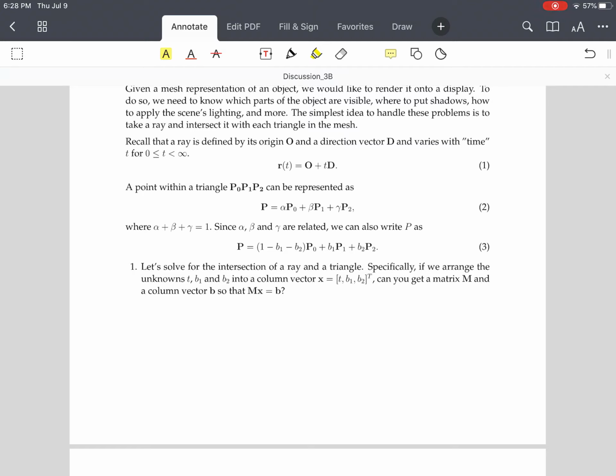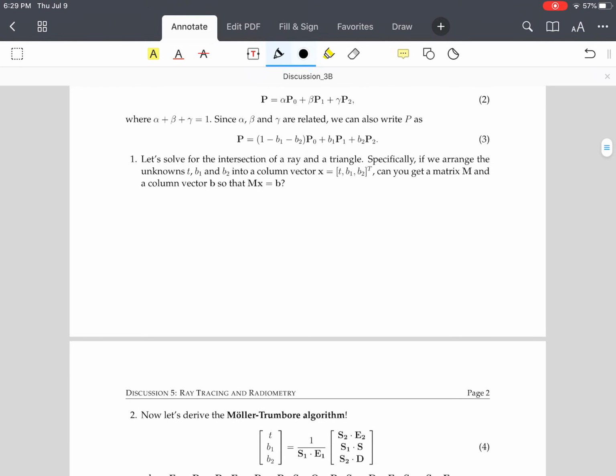Okay, let's look at the first problem. Let's solve for the intersection of a ray and a triangle. Specifically, if we arrange the unknowns t, b1, and b2 into a column vector, can we write a matrix M and a column vector b so that Mx is equal to b? Let's go ahead and get started.